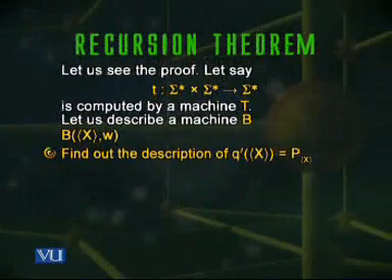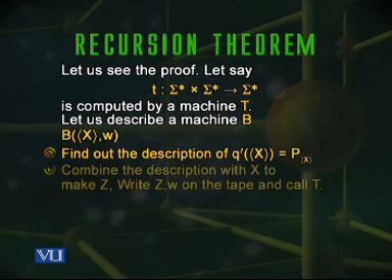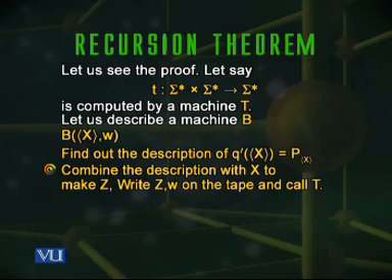So the description of B is as follows. B will get two inputs. The first part would be the description of some Turing machine X followed by some other input. B is going to completely ignore the other input. The first thing it would do is it will find out what is Q prime of X. Q prime is going to be a function which is very similar to Q of X. It will combine that with the description of X and it would call the description of this new Turing machine Z. Now what it will do is write Z, W on its tape and call T.